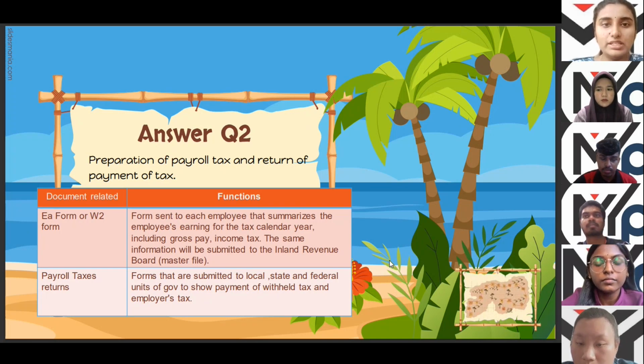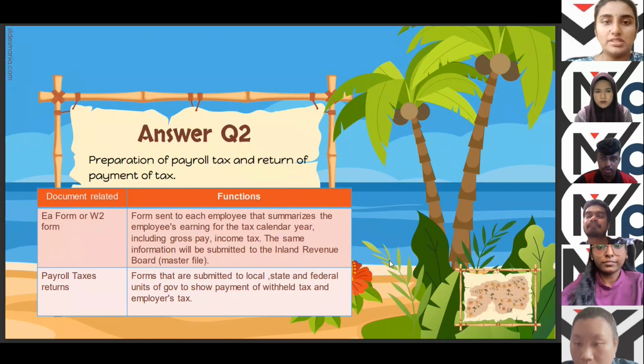The second one is payroll tax returns, which are forms that are submitted to local, state, and federal units of the government to show payment of withheld tax and employees' tax. Next, Pooja will continue.